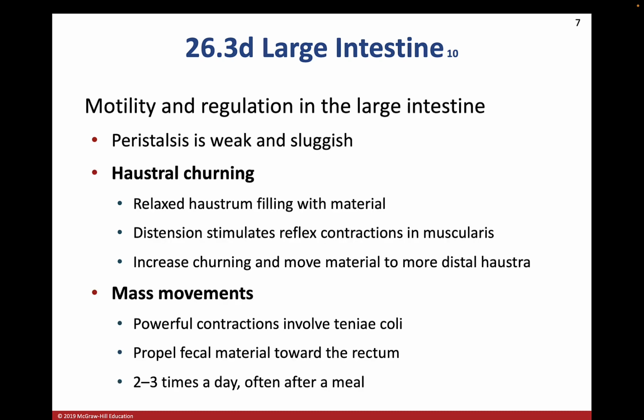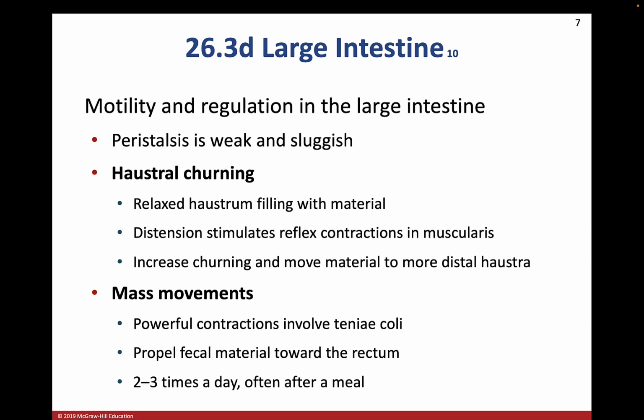Now, motility and regulation of motility in the large intestine is very different than what is found in other regions of the GI tract. In the large intestine, peristalsis is weak and sluggish. In its place is haustral churning. The relaxed haustrum will fill with material, and the distension will stimulate reflex contractions within the muscularis. This increased churning will move material to more distal haustra.